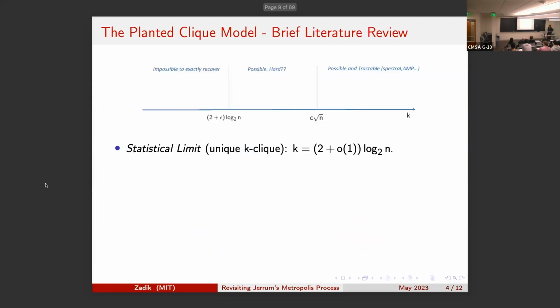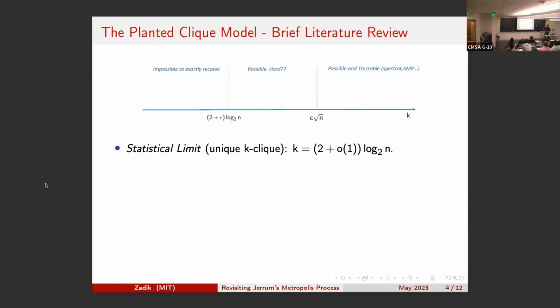And people have realized this, and they have created all sorts of results, beautiful results that many people in the audience have produced. But let me very quickly say what we know about the model. The first question somebody can ask, if we see it from a statistical point of view, is: what is the information-theoretic limit? Which is the minimum k so that some algorithm works?